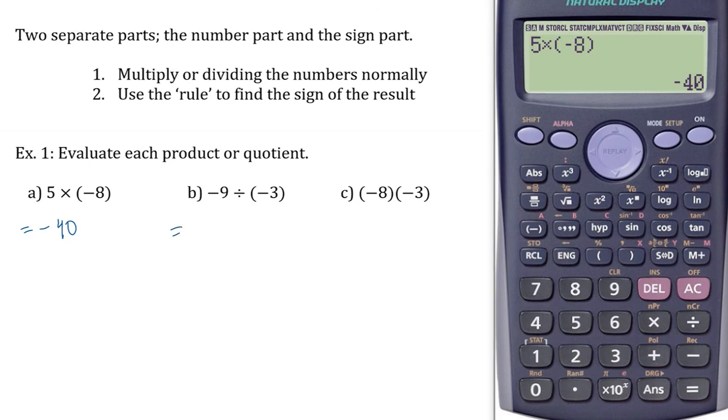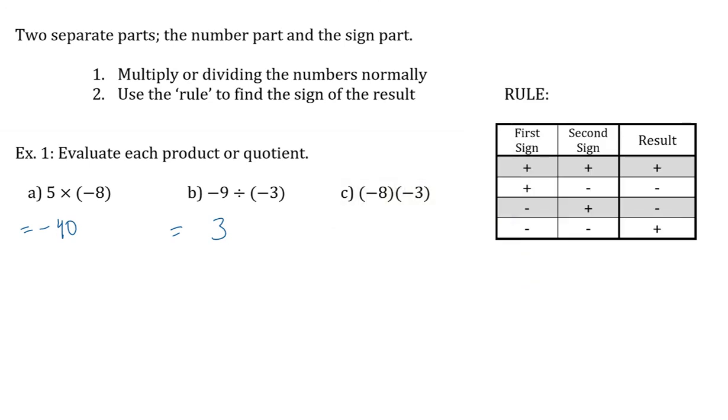Okay, a couple more examples. Next one, 9 divided by 3. Again, I can do this part in my head. 9 divided by 3 is 3. If I can't do that in my head, I use my calculator to do that. And then I use the rule: 2 negatives makes a positive. Generally speaking, we don't have to write the positive, so you could also just write it as equals 3. When there's no sign, we assume that to be a positive.